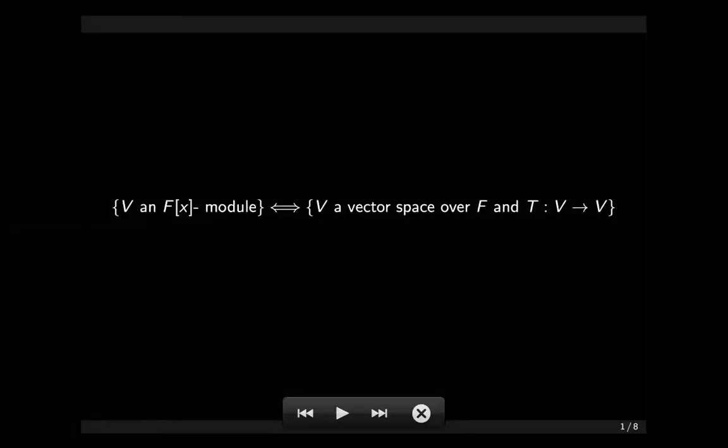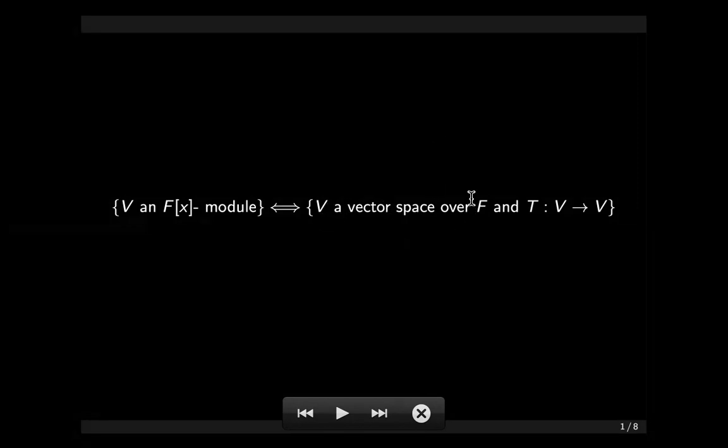So today we are going to continue looking at modules, and in particular, we want to look at the correspondence between vector spaces V over a field F and a given linear transformation of that vector space into itself, and looking at V as an F[x] module. So these two are in correspondence, and today we are going to look at the right-hand side.